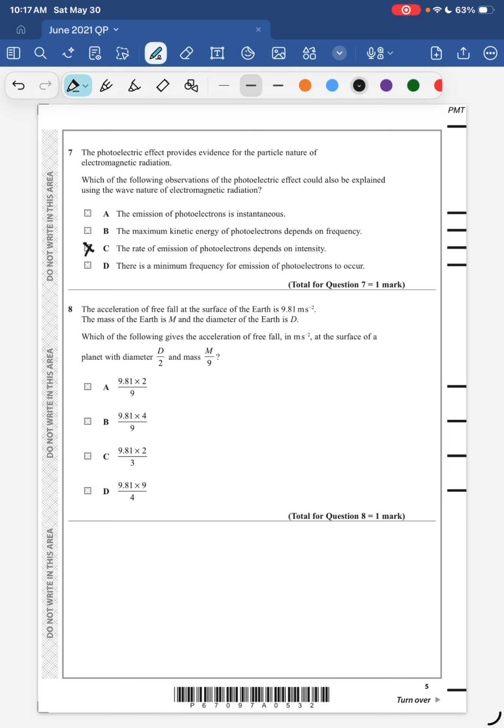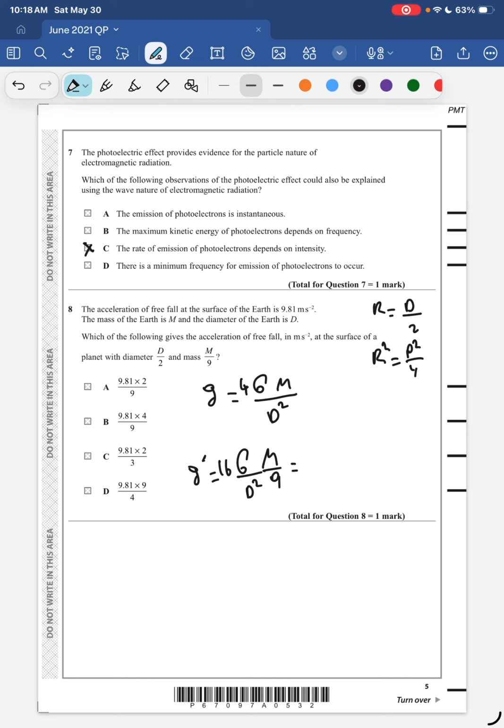Okay, so g on Earth is the gravitational constant times the mass of the Earth over d squared over 4, okay? And that's because r is d over 2, so r squared is d squared over 4. Now let's do g prime on this planet. We will have G times the mass, which is m over 9, over d over 2 all squared, which will be d squared over 4, so d squared over 16.